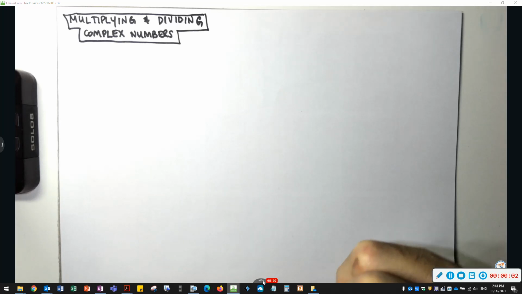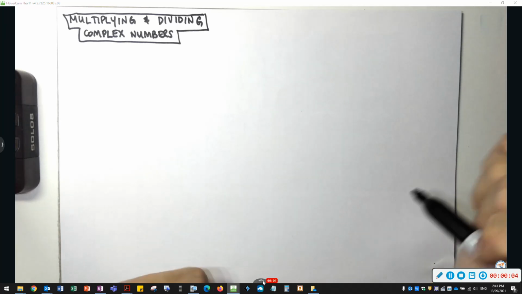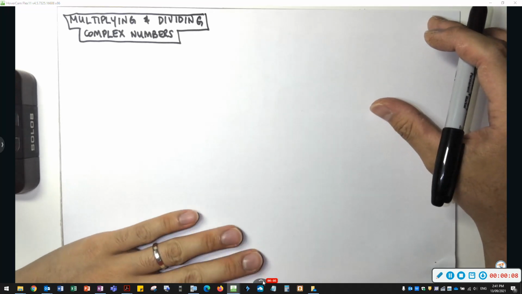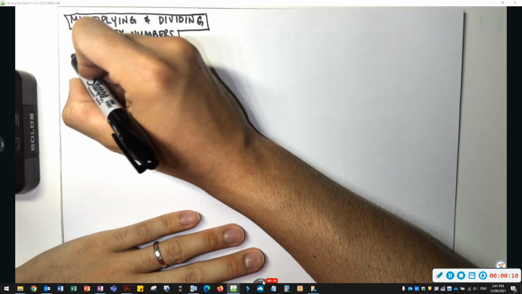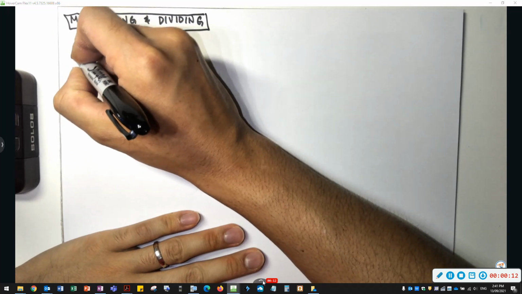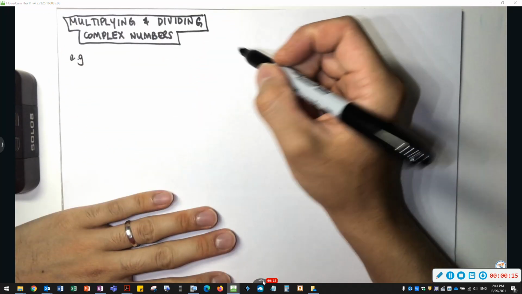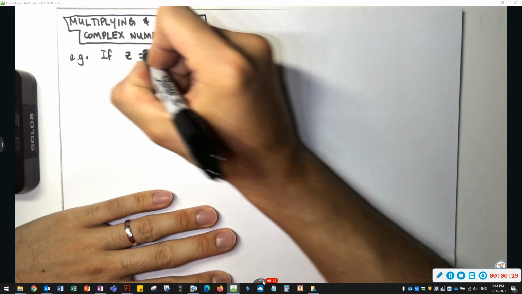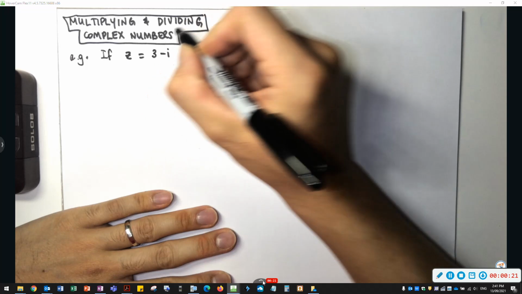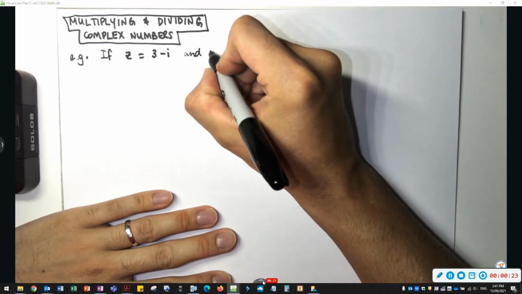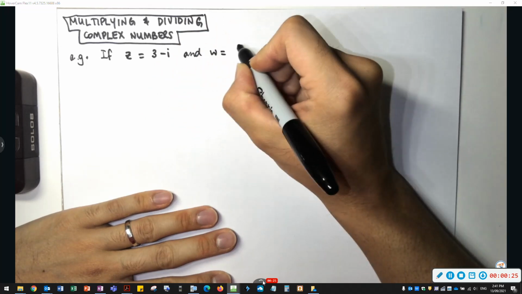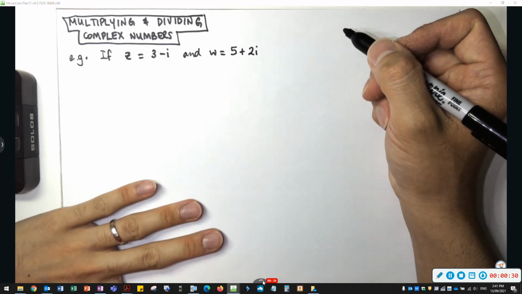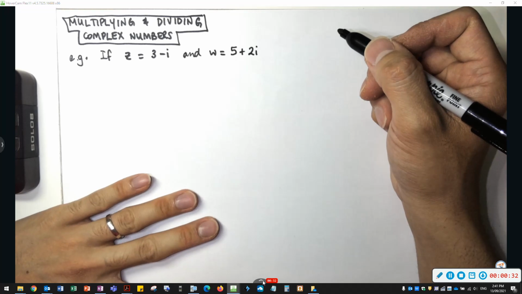Let's take a look at multiplying and dividing complex numbers. Firstly, let's do multiplying. It's easy when the complex numbers are written in Cartesian form. If z equals 3 minus i and w equals 5 plus 2i, multiplying them, you can just use the normal rules of algebra.